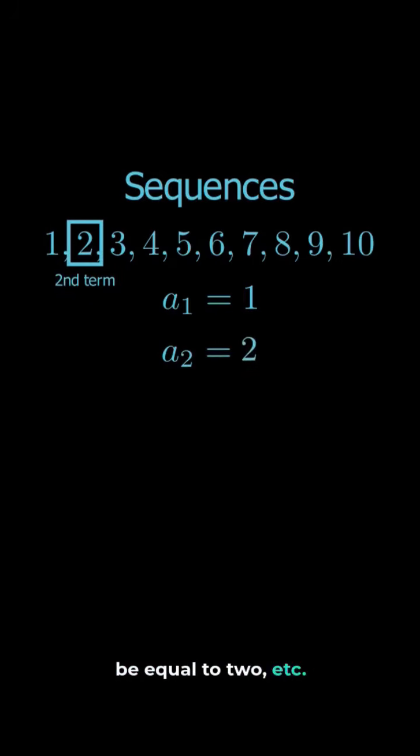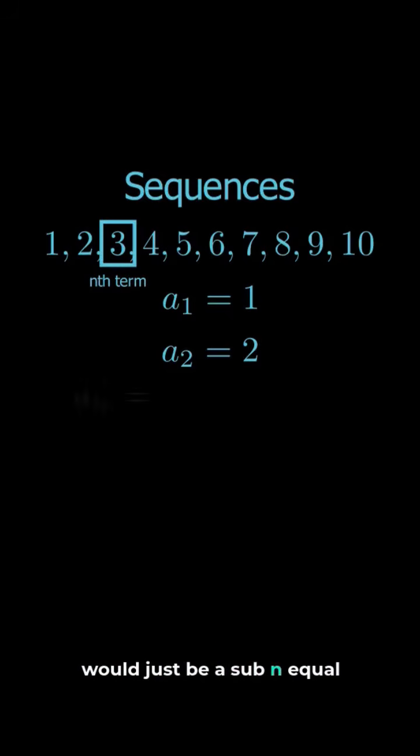Now, with a sequence, typically we can generalize a formula to help us figure out what we call the nth term of the sequence. So in this case, a formula for this sequence would just be a sub n equal to n, because essentially whatever term you want to plug in, you just plug in that term and you'll get the value, okay?